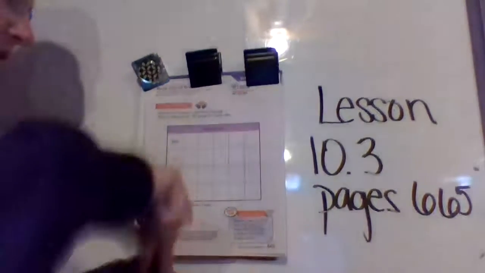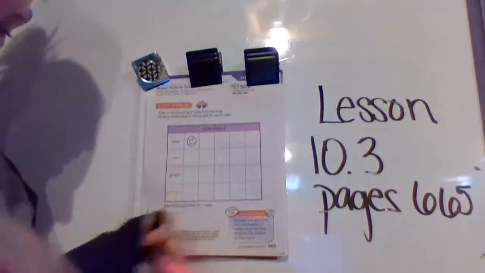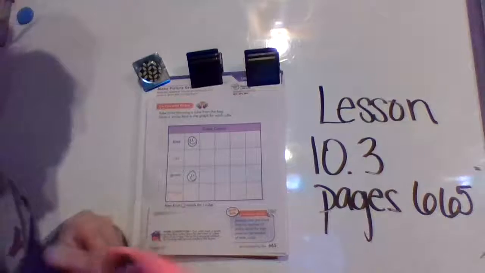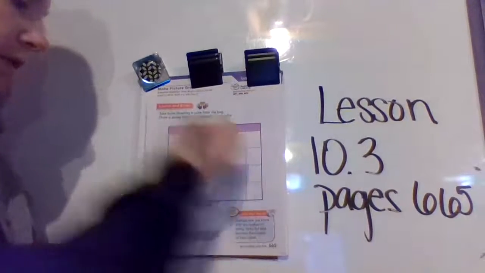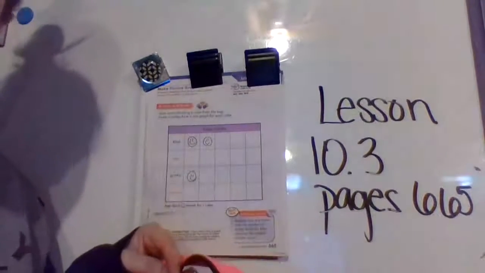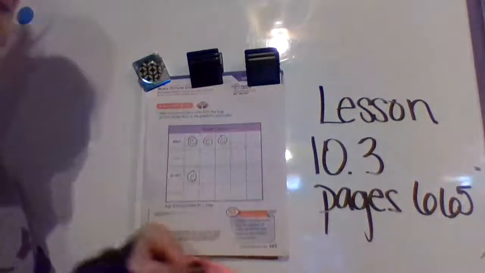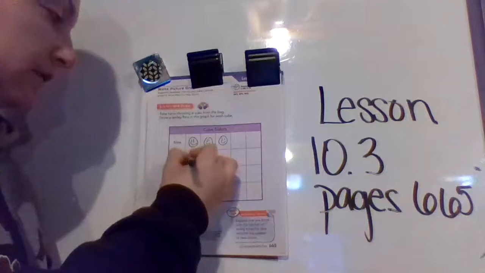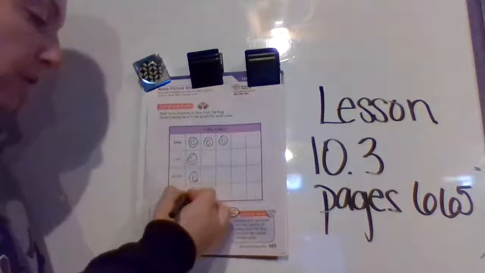Alright, blue, one smiley face for the blue. Green, one smiley face for the green. Blue, smiley face for the blue. Blue, my goodness, we really like blue at this house. Another smiley face for the blue. Red, smiley face for the red. Orange, smiley face for the orange.